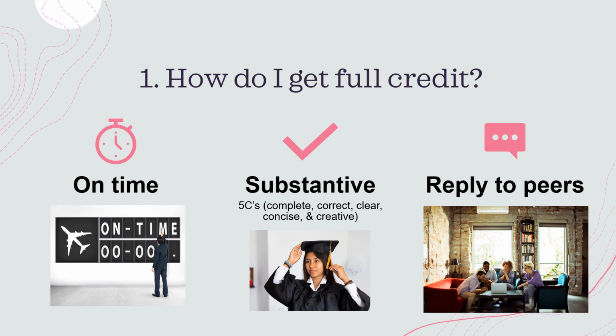Well, a substantive post is complete, correct, clear, concise, and creative. By complete, I mean you have thoroughly answered all parts of the question. So you're keeping it real, right? You're not skimming over it. You're being thorough. By correct, you're providing accurate information. You're using information that you learned from reading the course textbook or watching videos. It's credible information. You're not just pulling something from nowhere, all right?